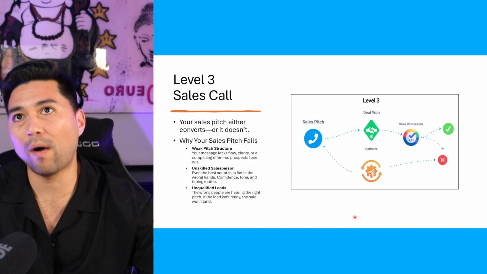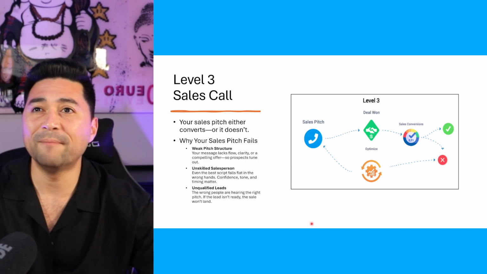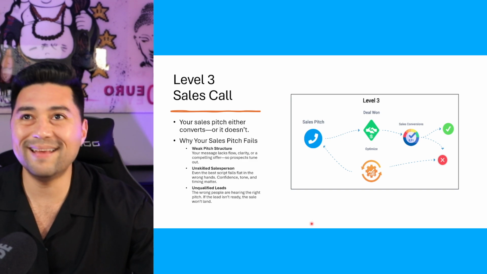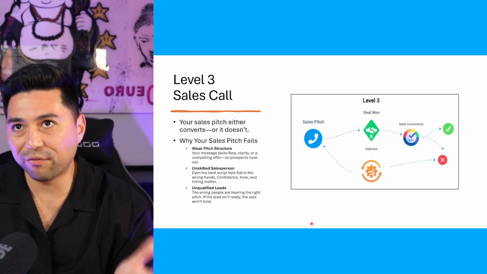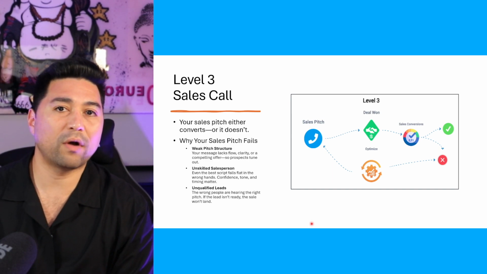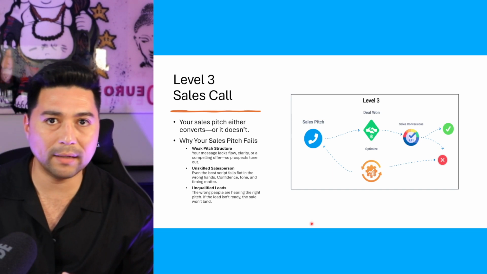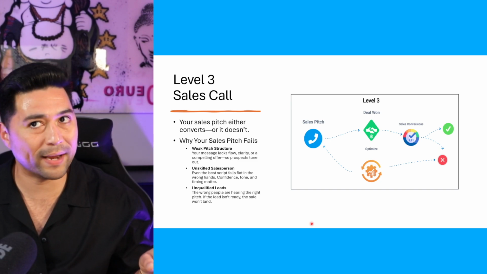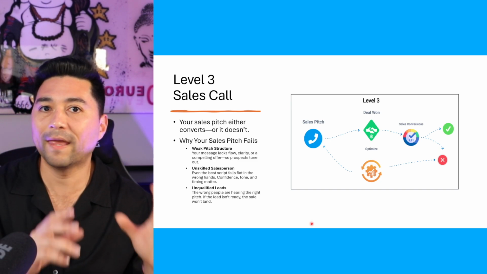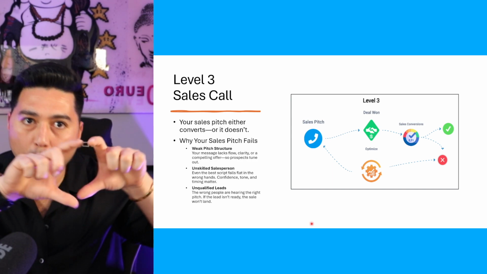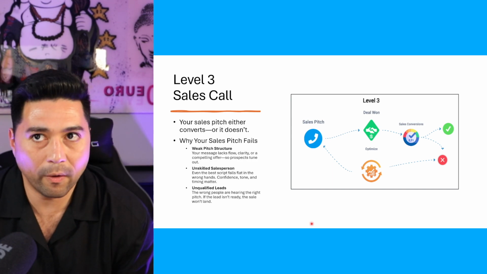The second reason why a sales pitch fails is because the salesperson is unskilled, right? Even the best scripts are going to fall flat in the wrong hands. So confidence, tonality, body language, timing, being able to handle objections, those things really make a difference. And again, that skill set alone, that one piece alone, can make or break a deal.